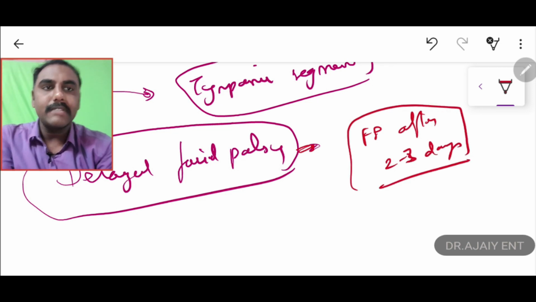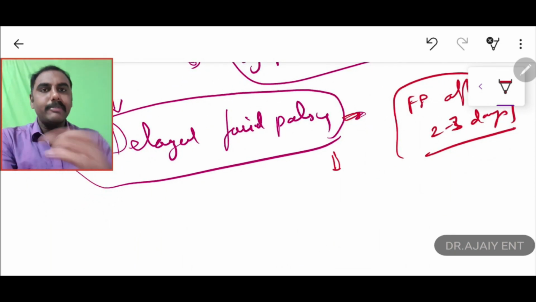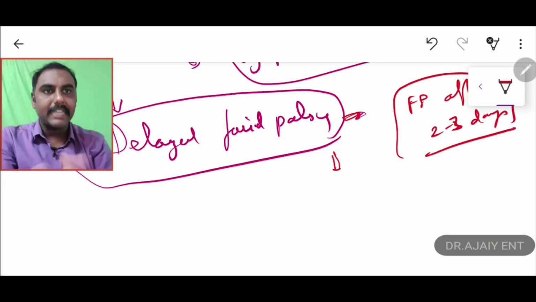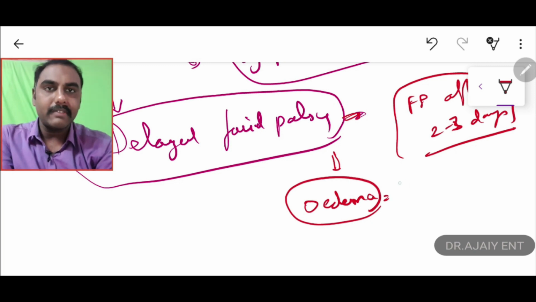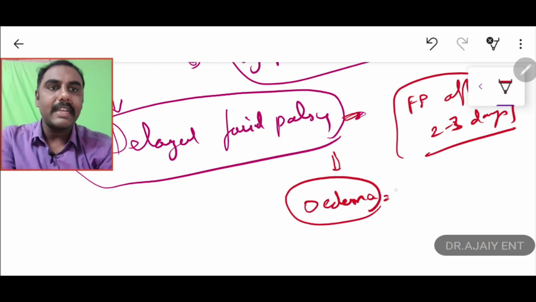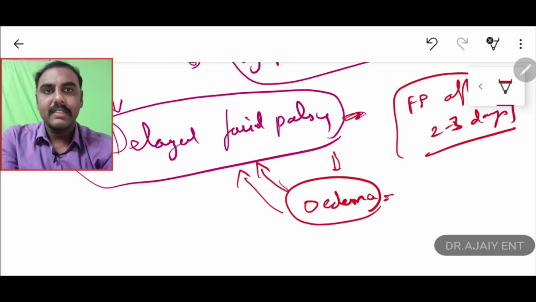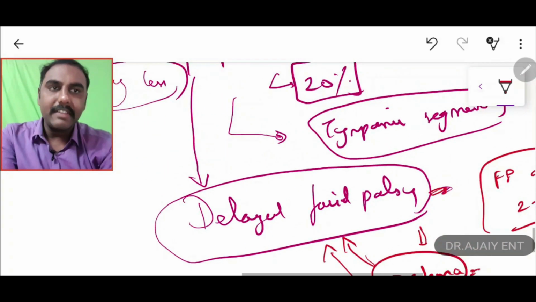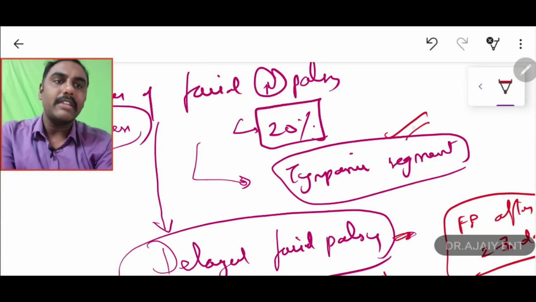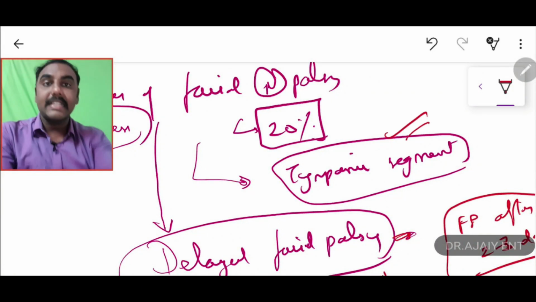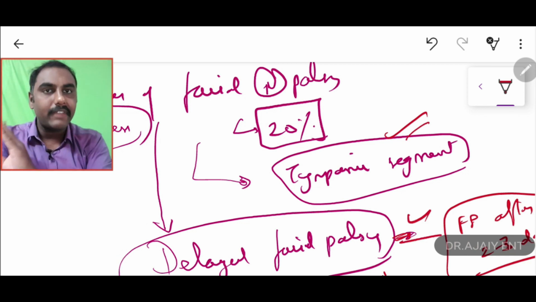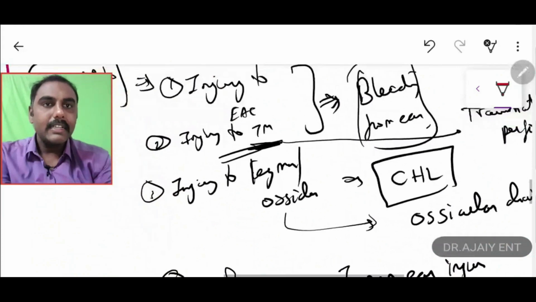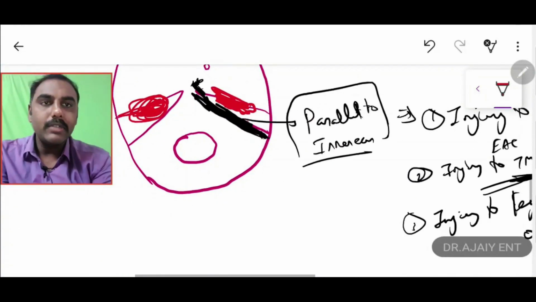Okay, that is because of the edema, because of the fracture line there could be edema collecting over it. So, the edema surrounding the facial nerve area can turn into a delayed facial palsy. Okay, the chances of injury are very, very less, and if it does, it could involve the tympanic segment rather than the other segments. So, delayed facial palsy is common, not an immediate facial palsy. This is regarding the longitudinal fracture.